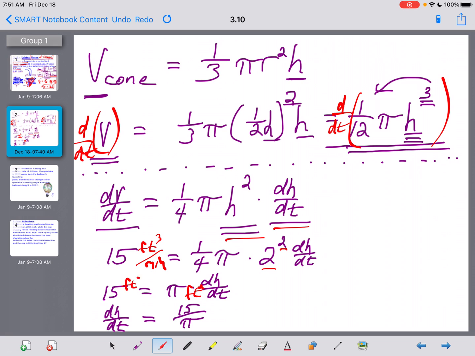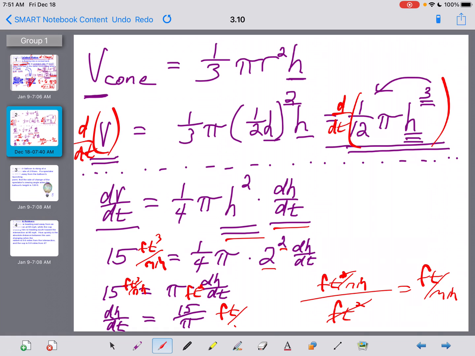This, again, was cubic feet per minute. And what's happening now is we're taking 15 cubic feet per minute and dividing that by square feet. And what happens here? 2 feet cancel top and bottom, and we end up with just feet per minute. That's the unit right here for this answer, guys. 15 over pi feet per minute. And if you think about it, feet per minute is a pretty reasonable unit right here for the rate at which your water level might be rising.